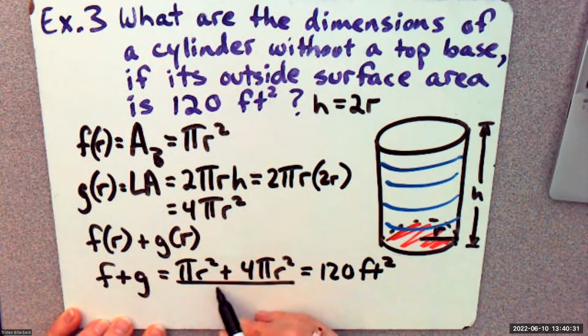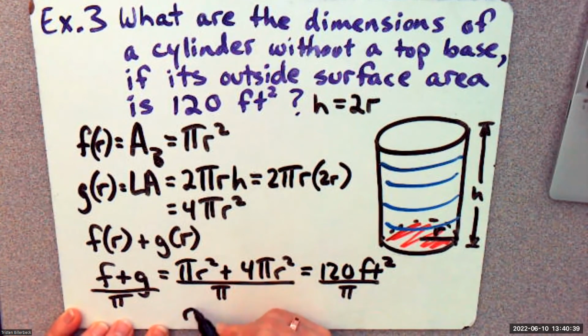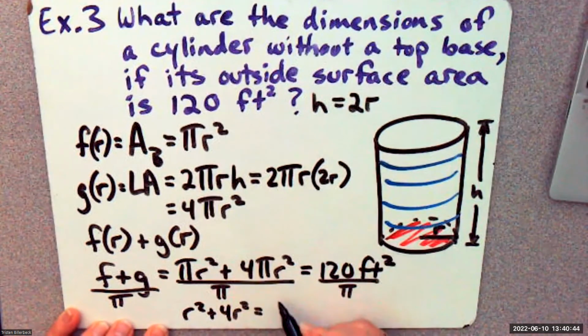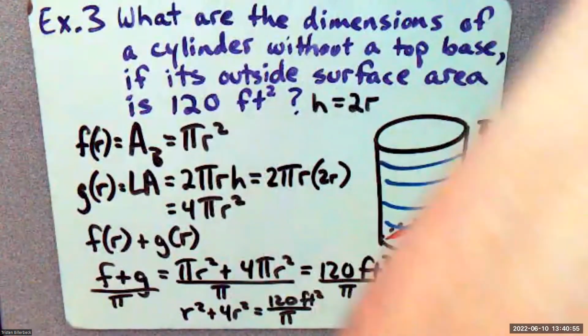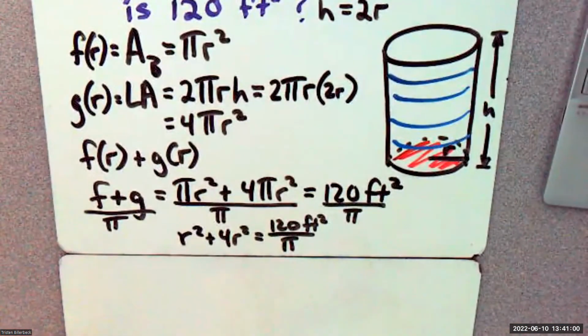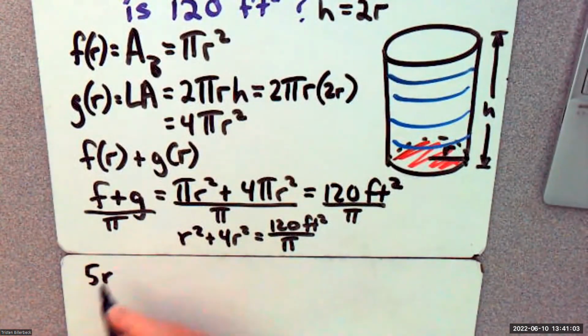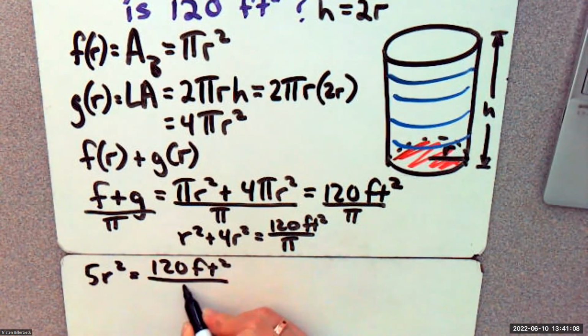So if we divide this by pi, which we're dividing both functions by pi, that leaves us with r squared plus 4r squared equals 120 feet squared divided by pi. Okay, so that gives us 5. Let me grab another board here. So we have 5r squared equals 120 feet squared divided by pi.